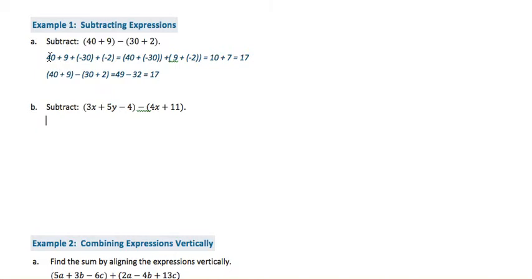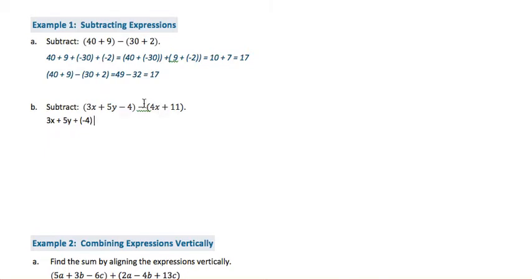So now let's follow the same principle with this expression. 3x plus 5y minus 4. And we're going to subtract 4x plus 11. Now let's go ahead and rewrite it all as addition first. So we're going to have 3x plus 5y plus negative 4. Subtracting 4 is the same as adding negative 4.